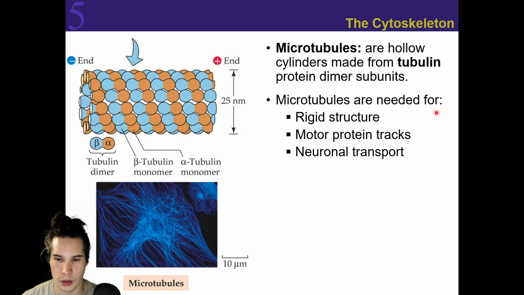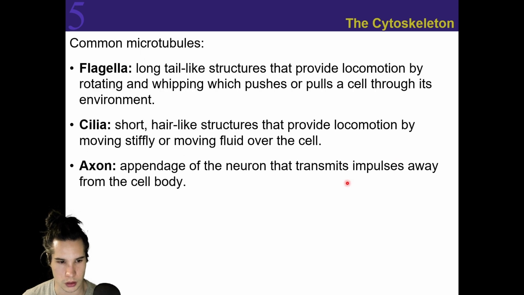Microtubules are going to be used for their rigid structure. And importantly, they serve as motor protein tracks. They're kind of like the highway system in some cells. Typically, when you send things from one area of a cell to another in a vesicle, it's going to walk along a motor protein track, or down a microtubule. And so they're going to be heavily involved in neuronal transport, which I'll show you in a little bit.